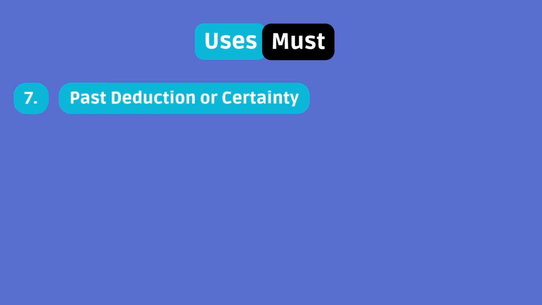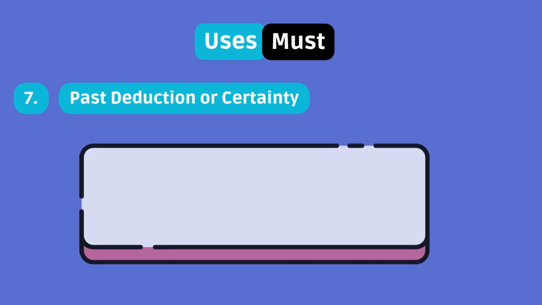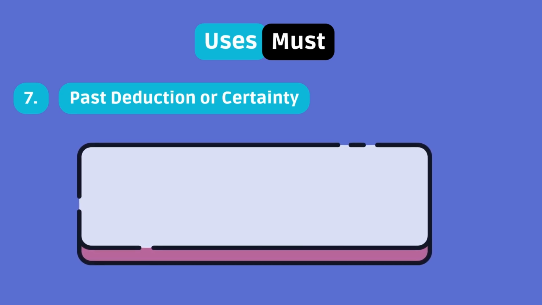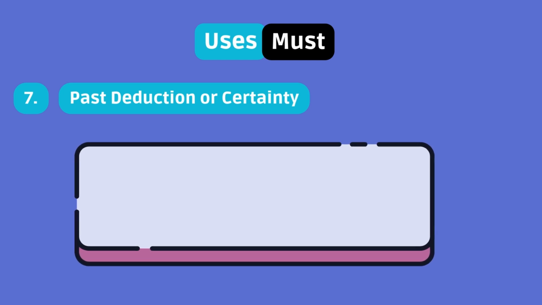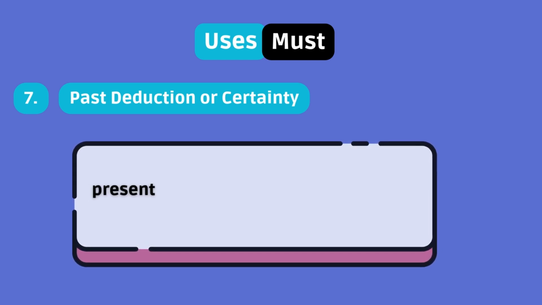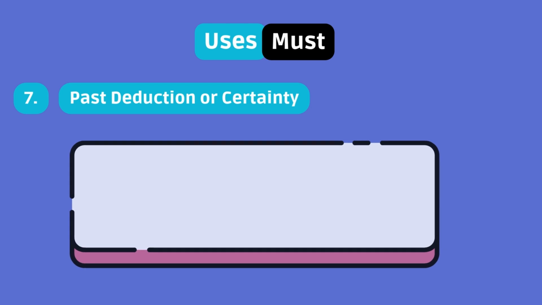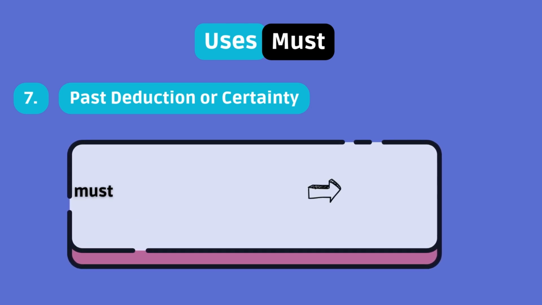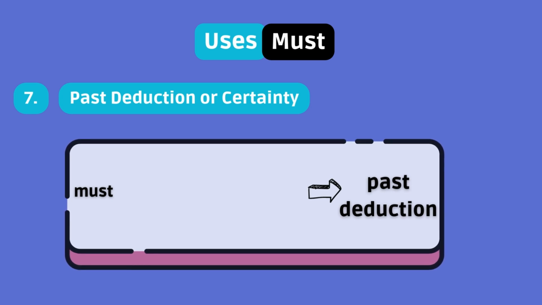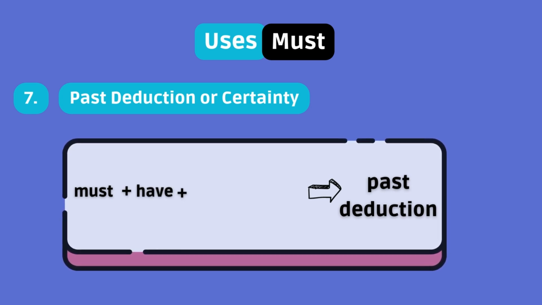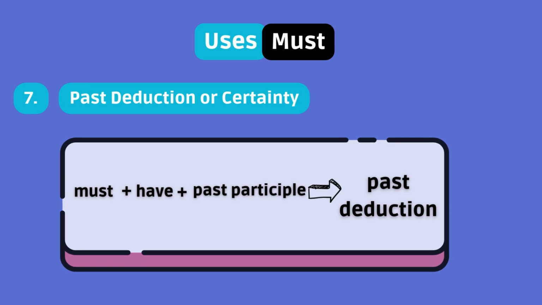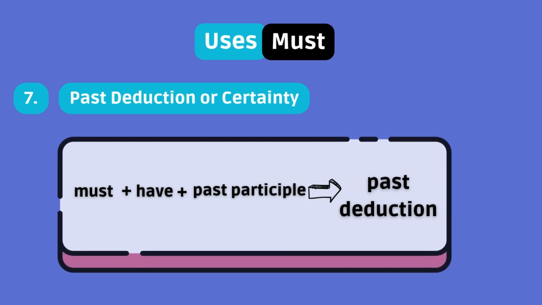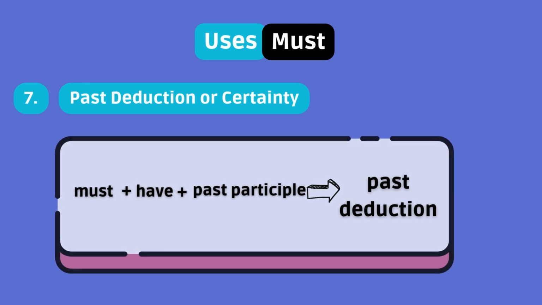Past deduction or certainty. By now, you might have noticed that must is usually confined to the present, and you're not wrong. But here's an oddity. Must expresses a past deduction when it's followed by have and a past participle. It allows you to make a logical conclusion about a past situation.